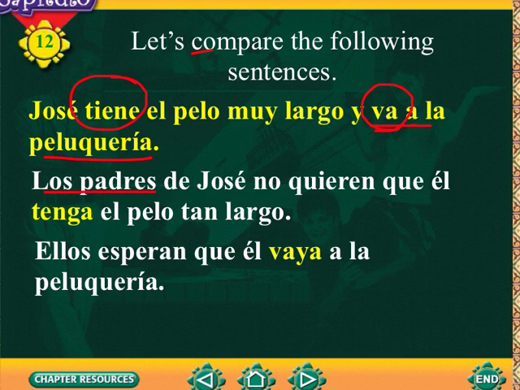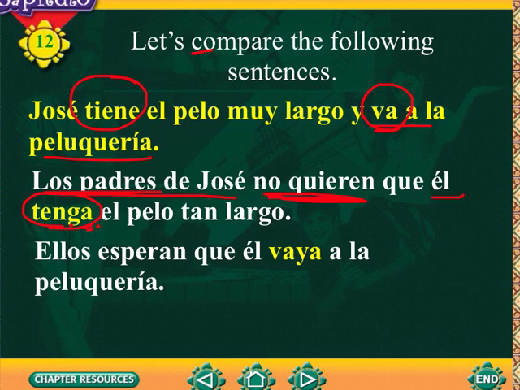But along comes los padres de José, and they say, no quieren que él tenga el pelo tan largo. Here's the subjunctive right here. That's the present subjunctive. The reason why is because they don't want him to have hair so long, but he still may wind up having it. You don't know, I don't know, no one knows.